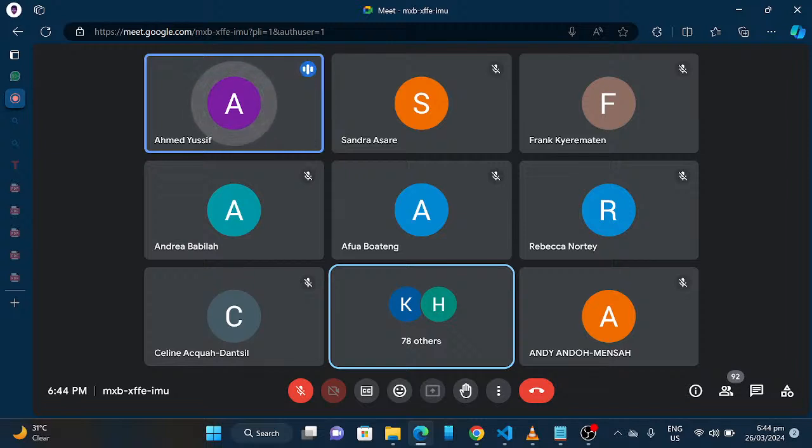So who can tell me, how does vitamin K exist? In which form does vitamin K exist? The naturally occurring form of vitamin K, in which form does it exist? Can anyone tell me?